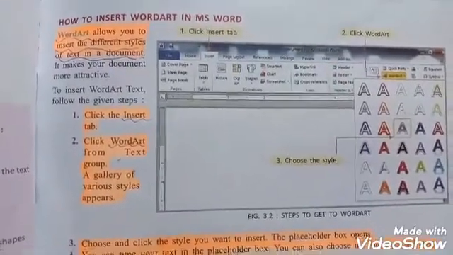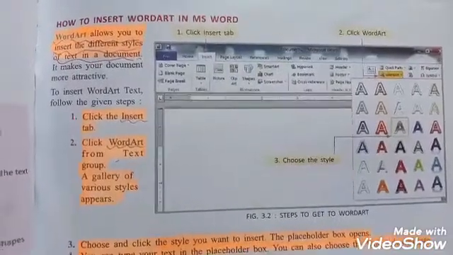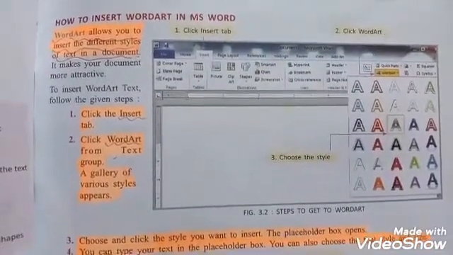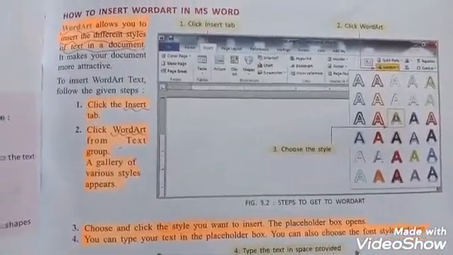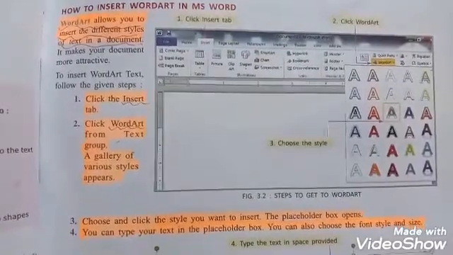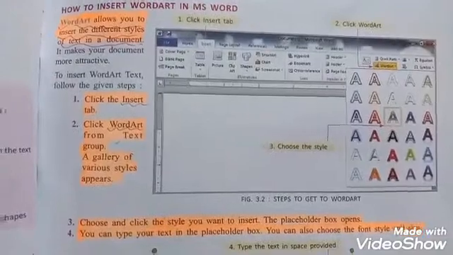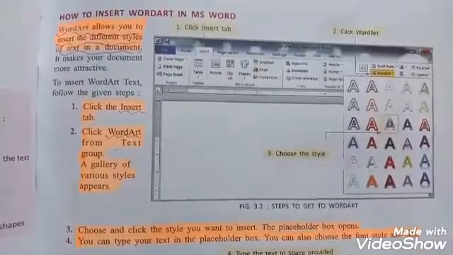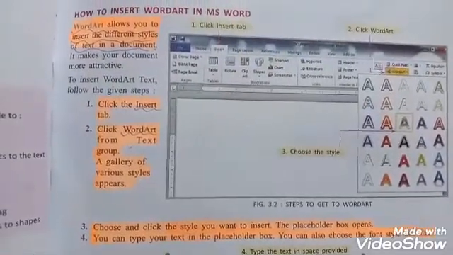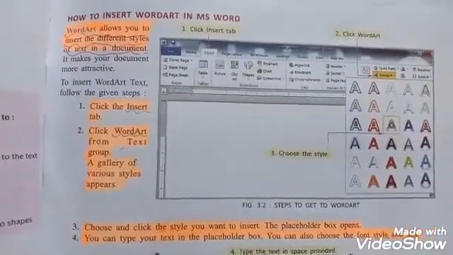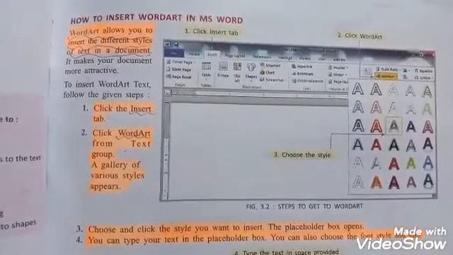To insert word art text, follow the given steps. First step is click the Insert tab. Click Word Art Text. A gallery of various styles appears. Choose and click the style you want to insert. A placeholder box opens. You can type your text in the placeholder box. You can also choose the font style and size. After doing this, you can see that the word art text gets inserted in your document.